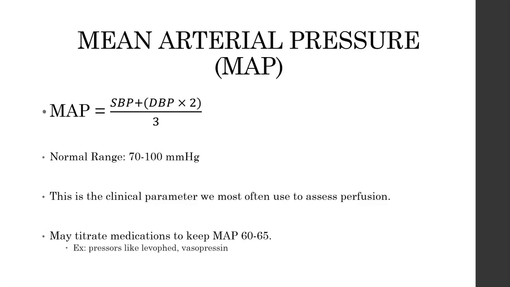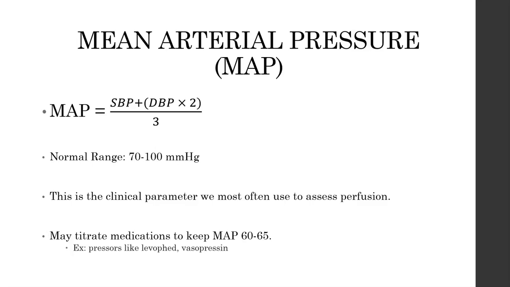So for example, say we have a blood pressure of 120/60. 60 is our diastolic. We're going to multiply that by 2, and that gives us 120. 120 was our top number, our systolic, and our diastolic times 2 is also 120. So 120 and 120 is 240. Then we divide 240 by 3, and we get 80. So our MAP would be 80.